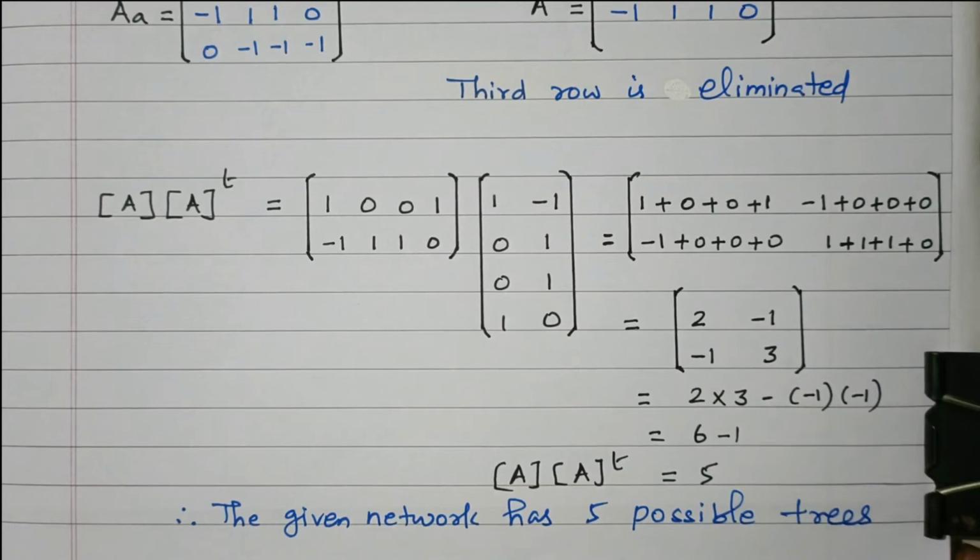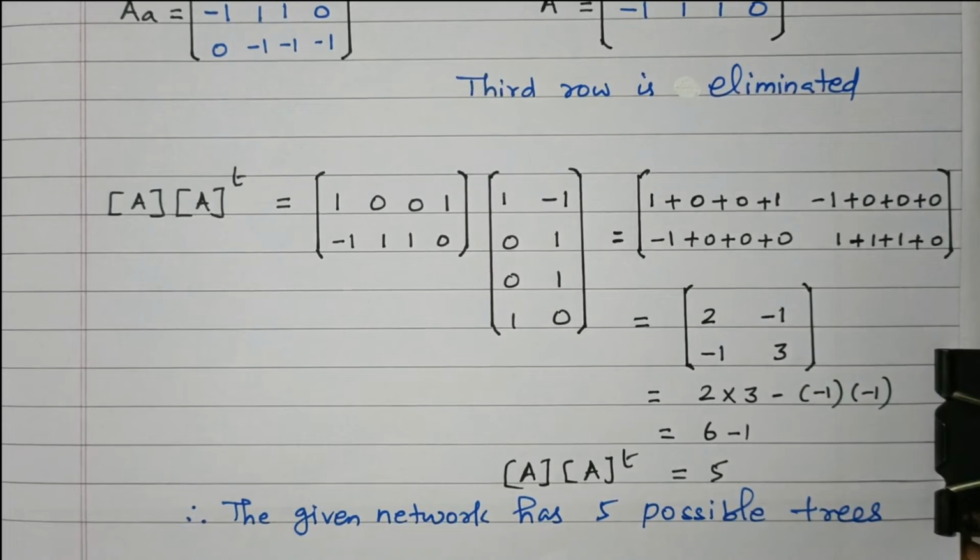Now we need to find the determinant of this matrix. 2 into 3 minus of minus 1 into minus 1, these two. So 2 into 3 is 6, minus 1 into minus 1 is 1, but here minus is there, so minus 1. 6 minus 1 is 5. So we got the value. The given network has 5 possible trees. So the maximum possible trees is 5.